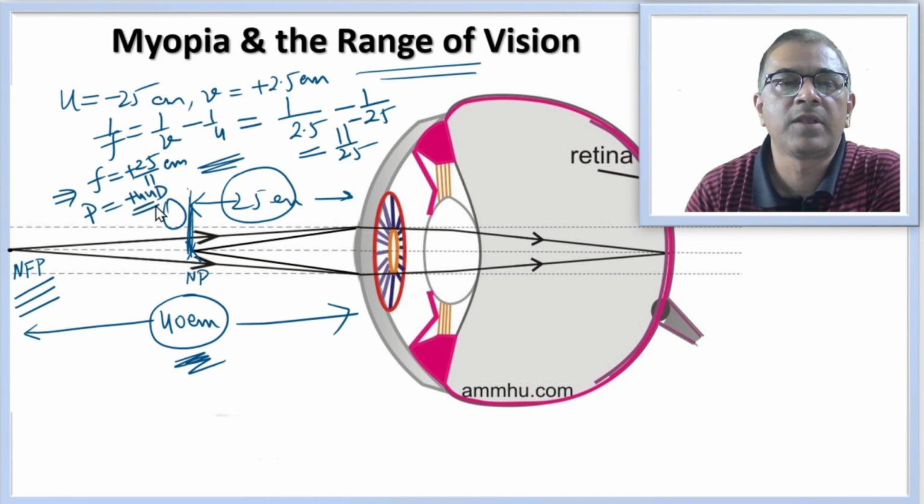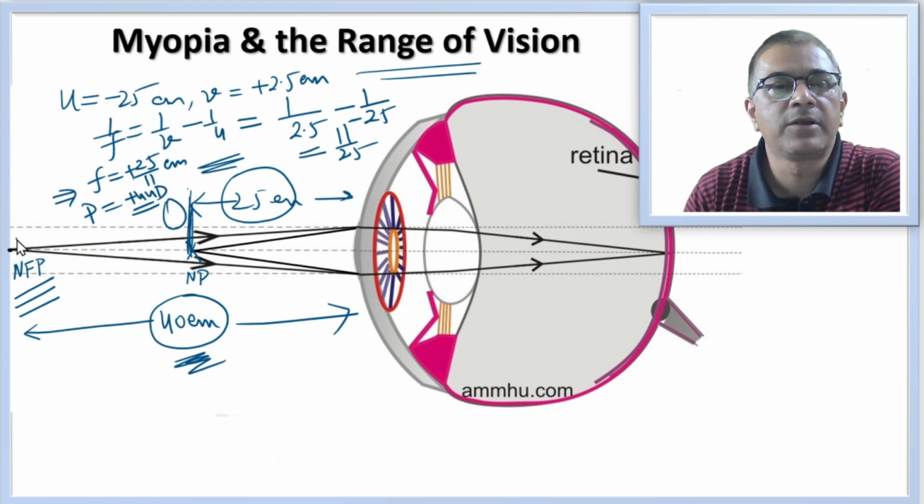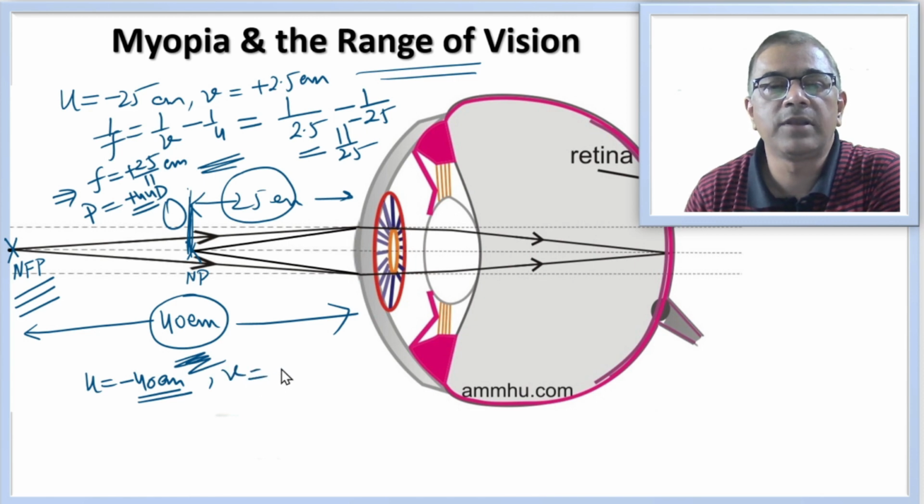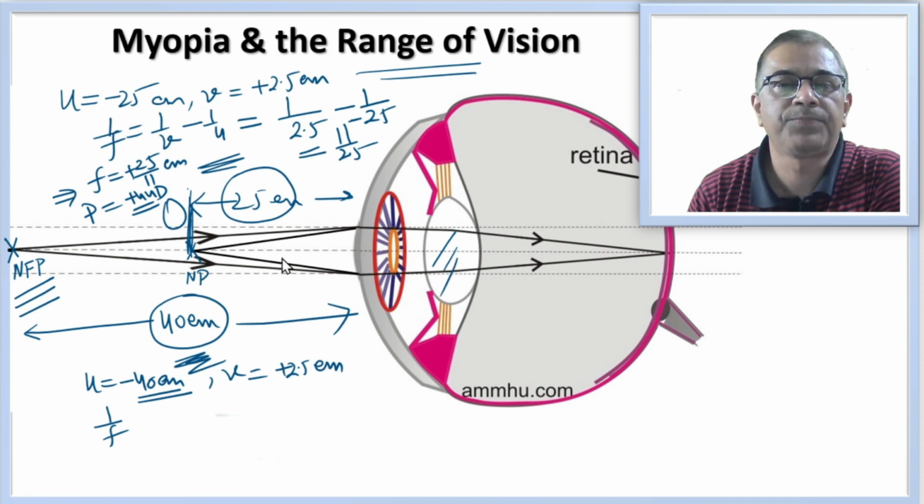44 diopter. Now let's try to calculate the power corresponding to the new far point. Corresponding to the new far point, the value of u is equal to minus 40 centimeter. I am taking my case. My new far point is only 40 centimeter away from the eye, and v has got to be plus 2.5 centimeter only. Now let's calculate the new focal length of the eye lens system.